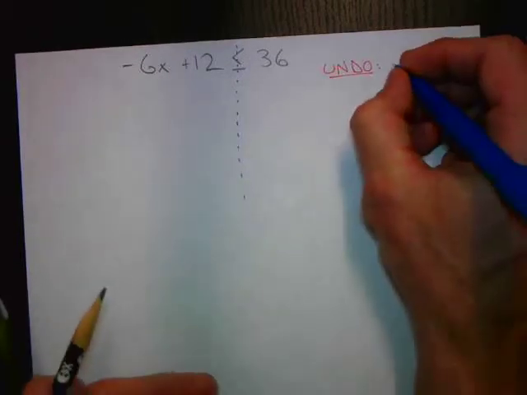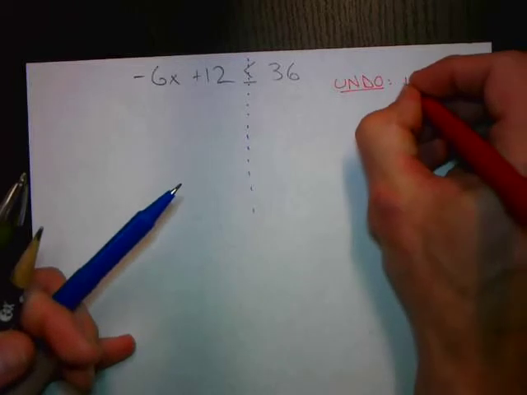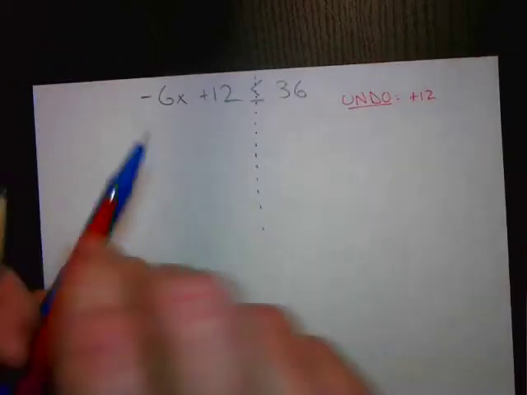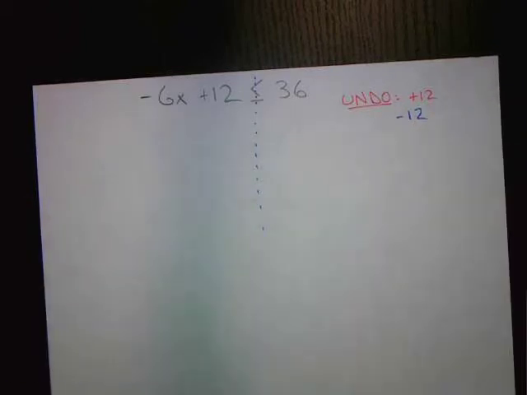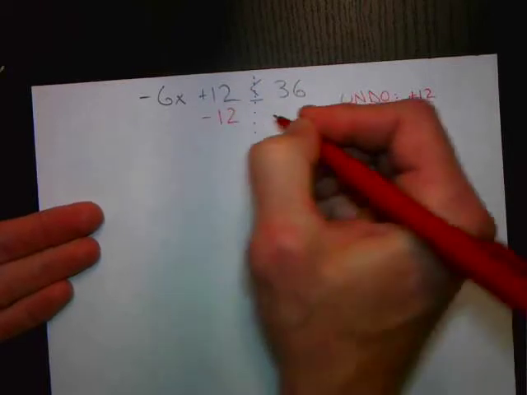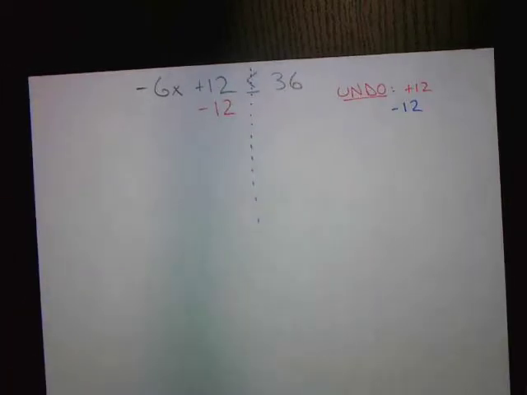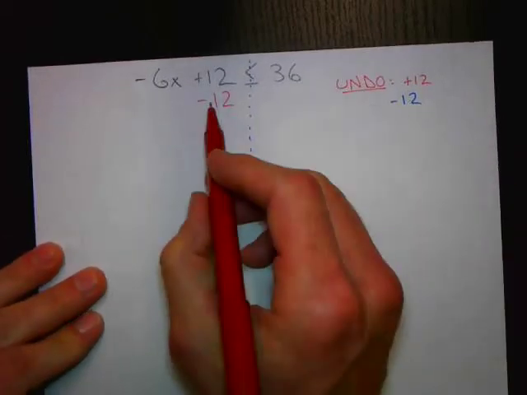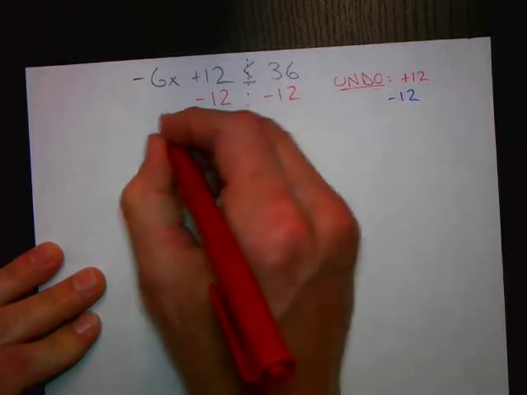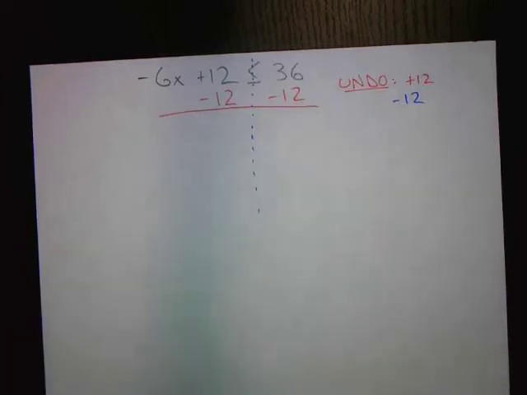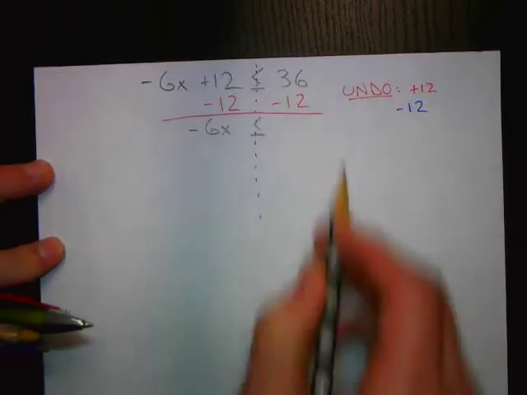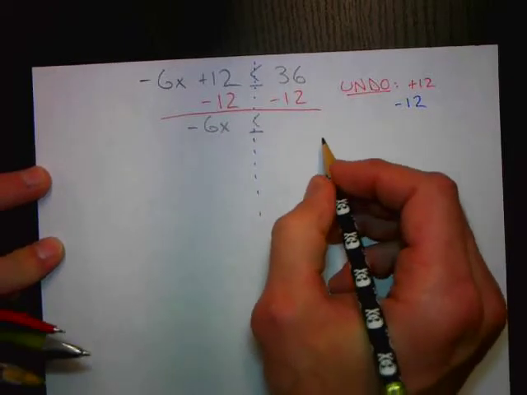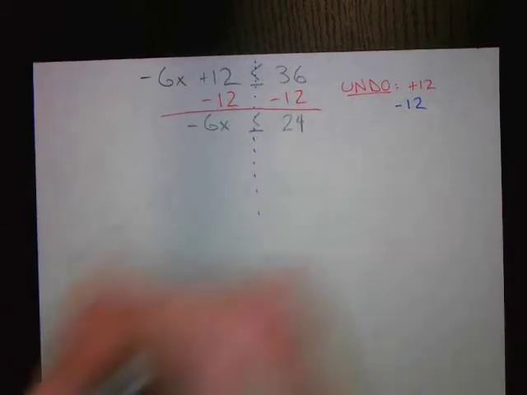So we're going to undo that plus 12. And how do we undo plus 12? Of course, with minus 12, the inverse operation. So the first thing we're going to do is subtract 12. So if we get rid of that furthest thing away from the x, we'll start making our way to the solution. If we subtract 12 on the left-hand side, we subtract 12 on the right-hand side, and we will be left with negative 6x is less than or equal to 36 minus 12, which is 24.